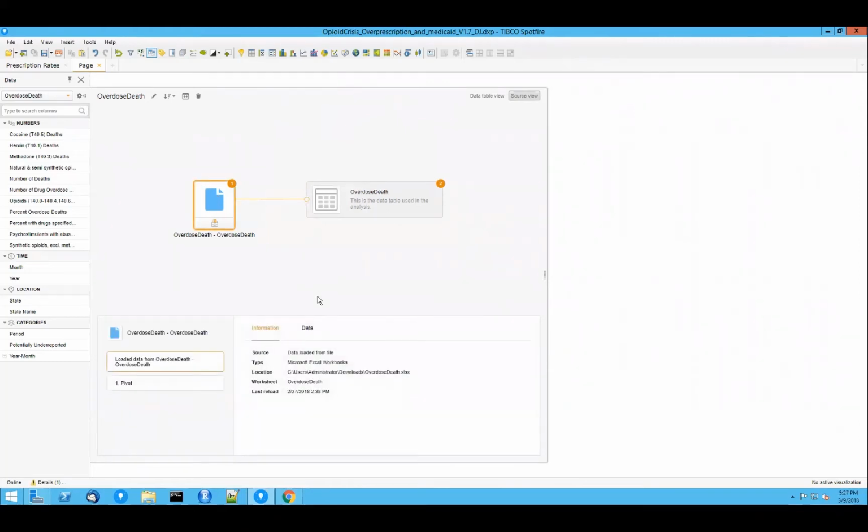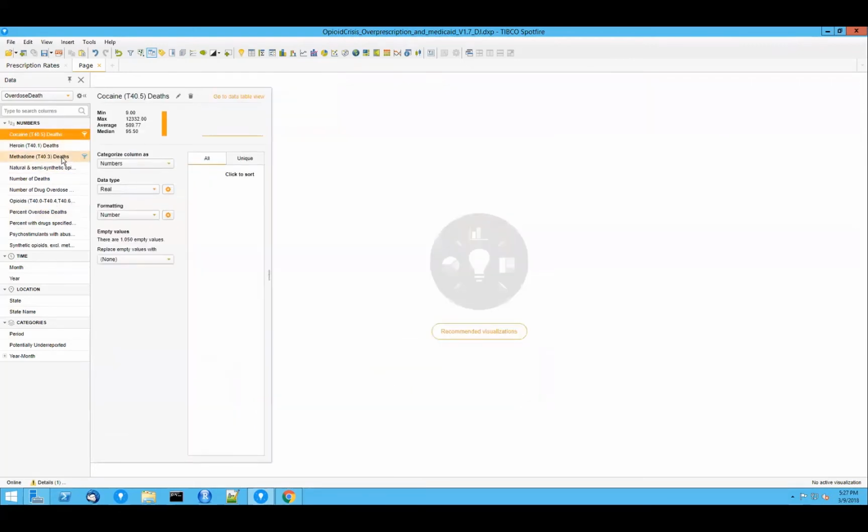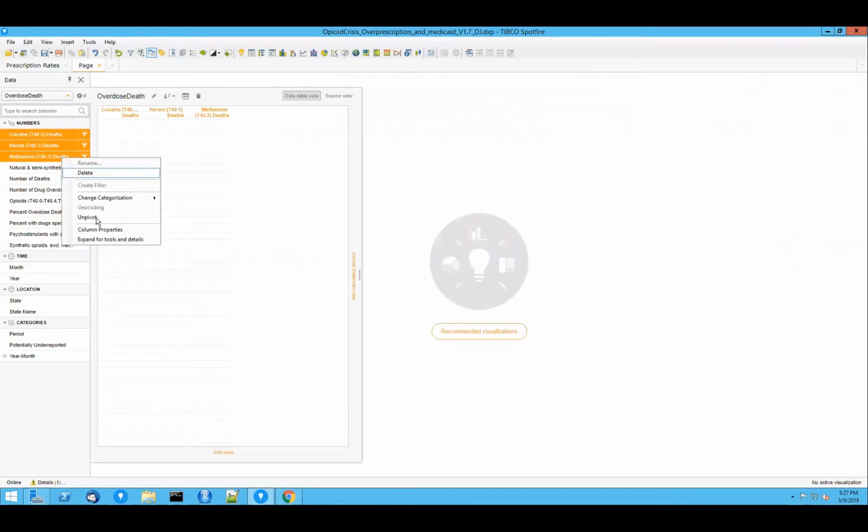So starting with the table, we can see that Spotfire nicely categorizes the type of fields for me. So I have time-based fields, location, categories, and measurements and numbers. Now, I didn't get the data like this. I actually received it with these columns unpivoted. So if I right-click them and say unpivot, you would see what it looked like in the original data.